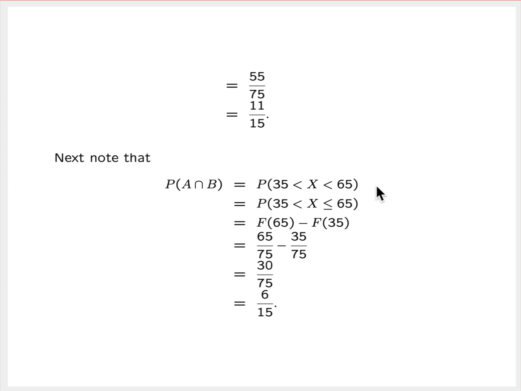And again, because x is a continuous random variable, we can change the strict inequality to a non-strict inequality. And then once we have done that, we can use the CDF to evaluate this probability. And it turns out to be 6 over 15.